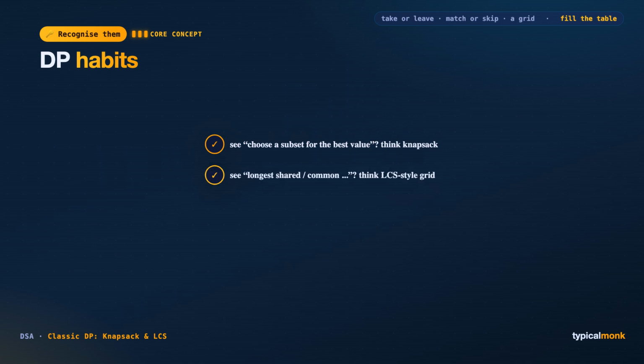knapsack template. And when you see a problem about the longest shared or common ordered pattern between two sequences, or a similarity or edit distance between two strings, think LCS style grid. Comparing two versions to find what is shared, aligning two sequences, measuring how alike two ordered things are. These have the match or skip flavor, and fill a two-dimensional table indexed by positions in each sequence. Whenever two sequences are being compared for shared structure, an LCS-like DP is often the key.